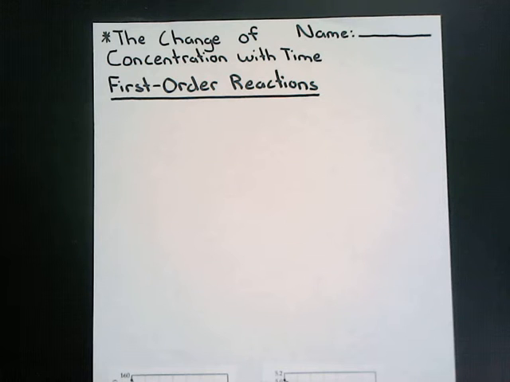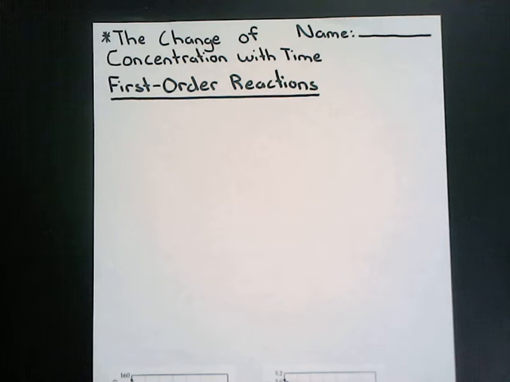Objective number 2, explain the concept of the reaction half-life and describe the relationship between half-life and rate constants for a first-order reaction. And objective number 3, determine the rate law for a given higher-order reaction from the appropriate data.